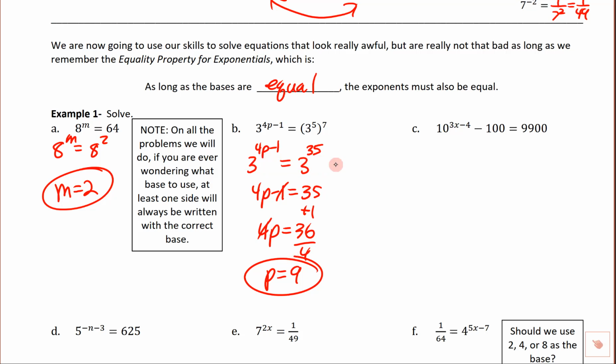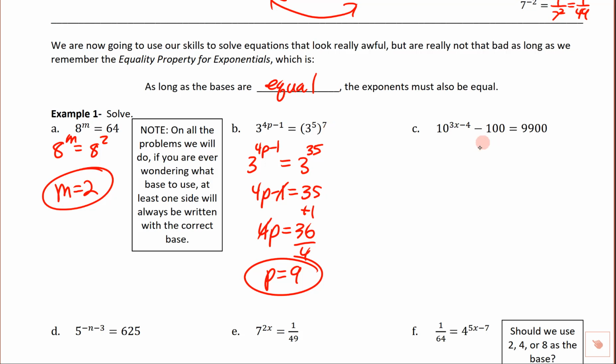Now, what does that solution mean? It means if we plugged this in here, we would get exactly the same number that we would have over here. Now, exponentials get really big. Checking this on a calculator would be a bit of a pain, so we're just going to leave it at that, and then we're going to take a look at the next one here.